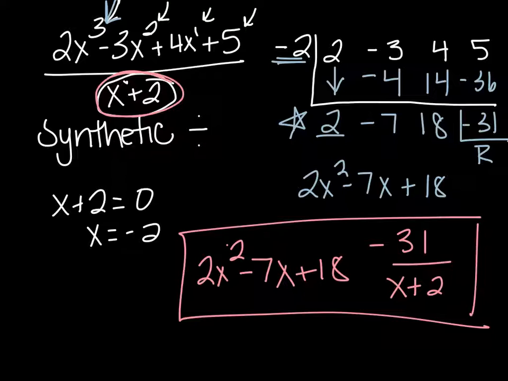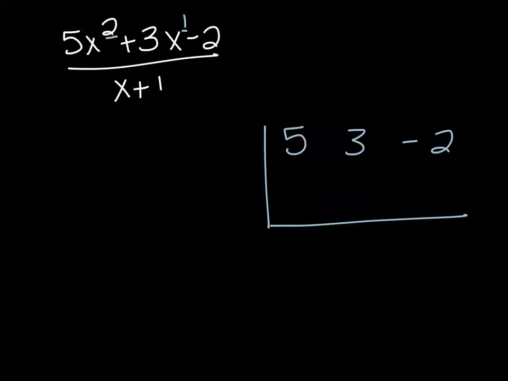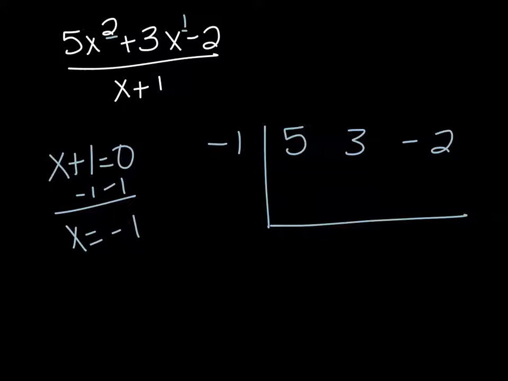Let's try one more just for practice. This time I'm starting with a degree 2. So every degree is accounted for: degree 2, degree 1, degree 0. So I'm going to write the coefficients, 5, 3, -2, divided by... I need to find the solution, so I subtract 1, so x equals -1 goes there.